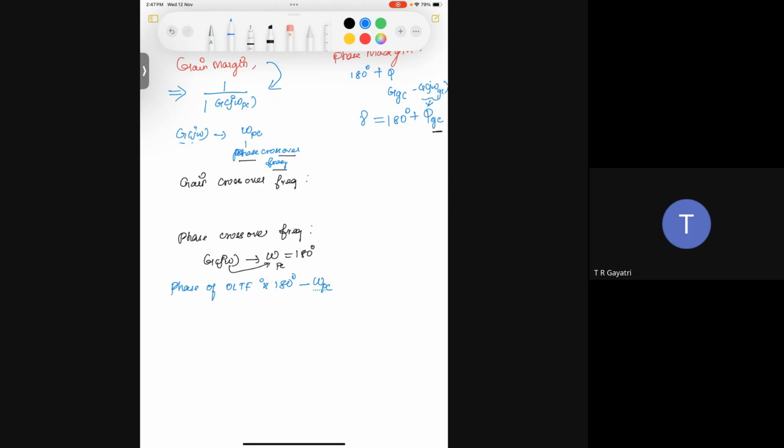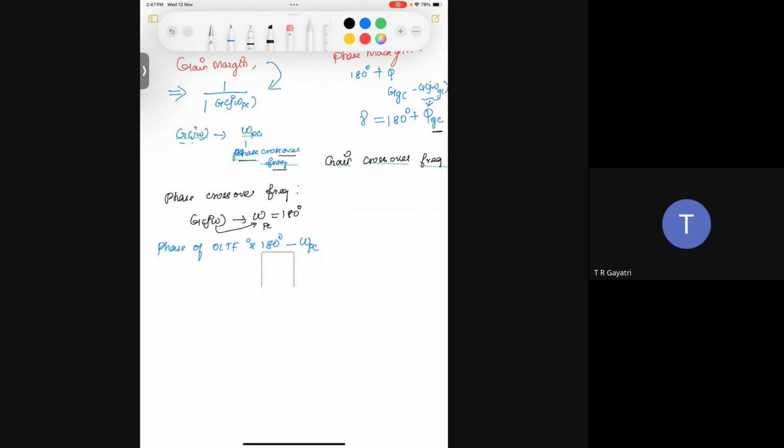Similarly, the gain crossover frequency can be defined here. The gain crossover frequency is the frequency at which the magnitude of your open loop transfer function is equal to 1, as you said. So this is called the gain crossover frequency, right? Whenever the gain of the open loop transfer function is 1, it is gain crossover. Whenever the phase of the open loop transfer function is 180, it is phase crossover.